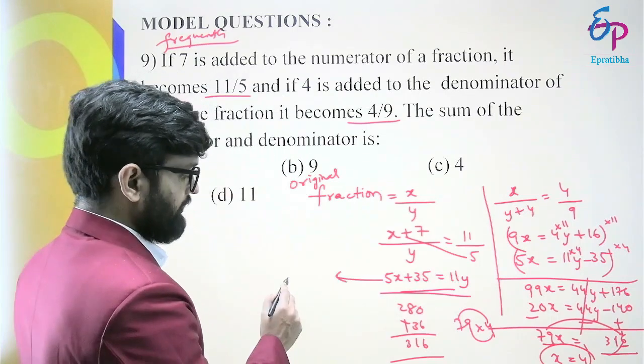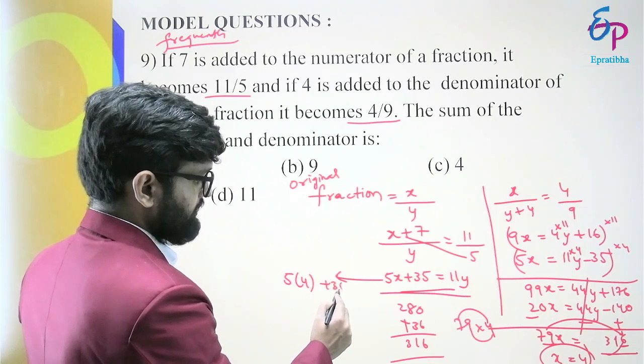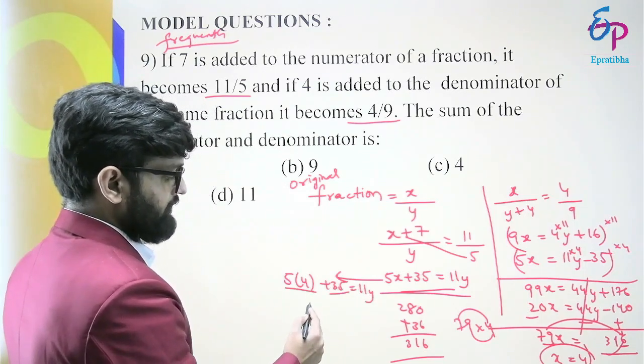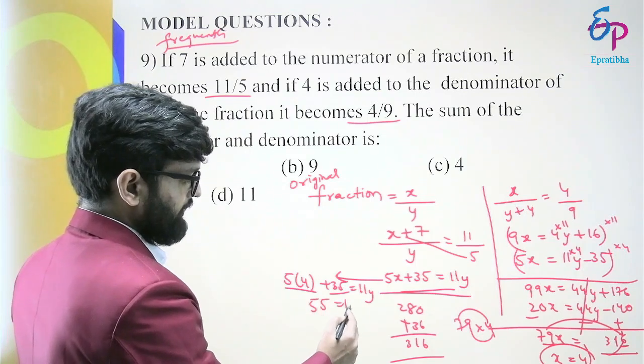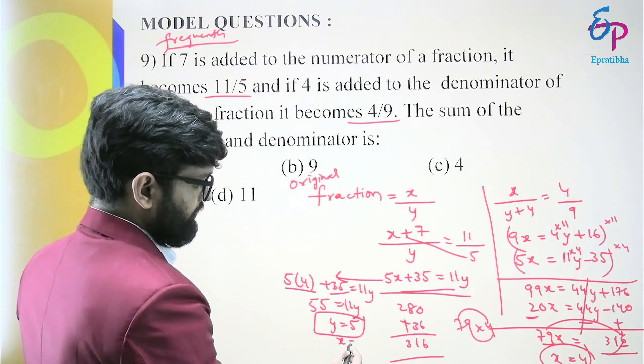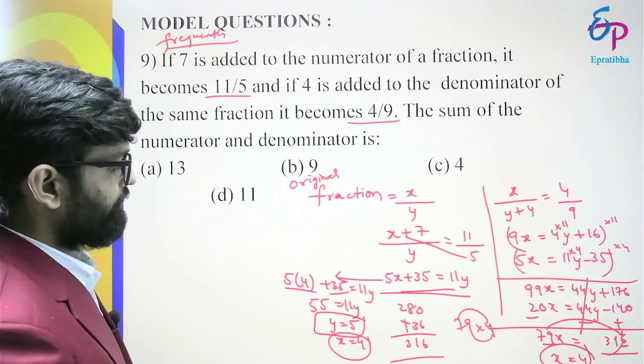I will put x value as 4. 5 4s are 20, plus 35 is equal to 11y. So this is 20 plus 35, which is 55, equal to 11y. Y is equal to 5. Previously I got x is equal to 4. What are they telling? The fraction will be 4 by 5, right?